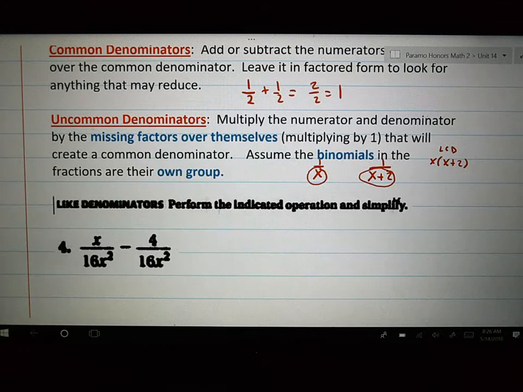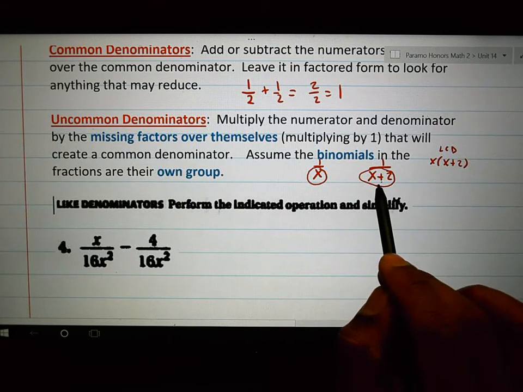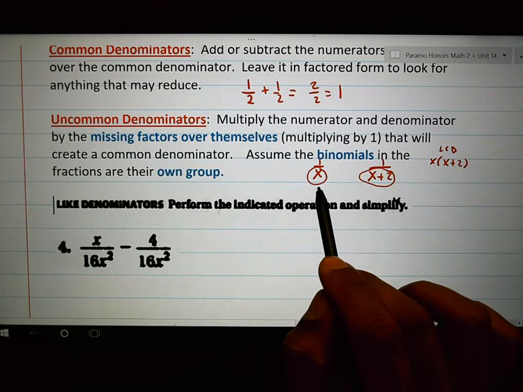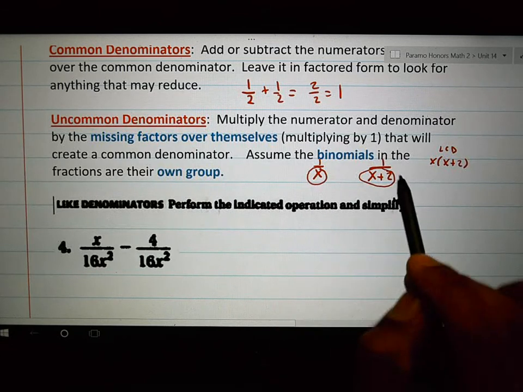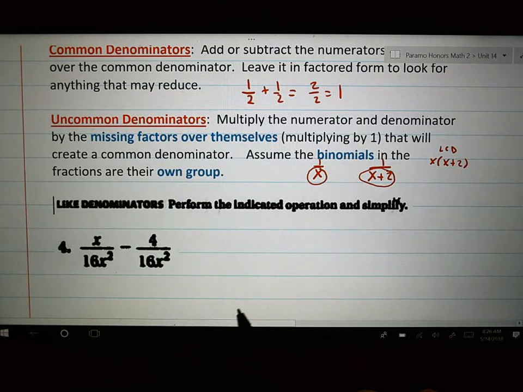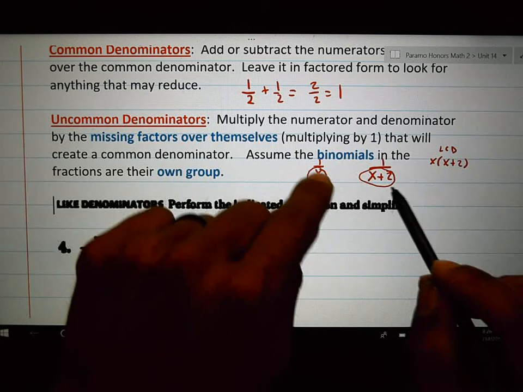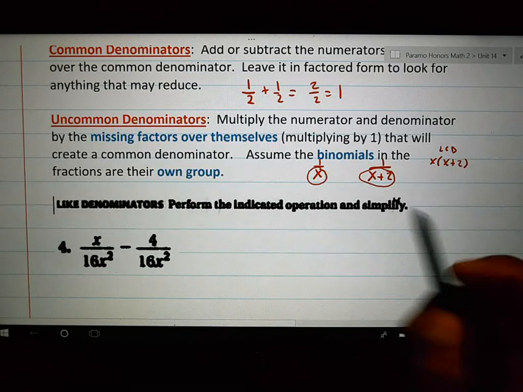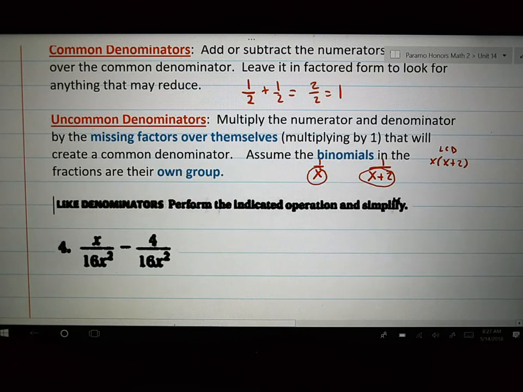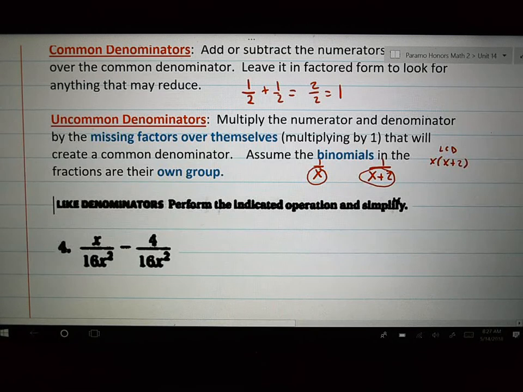And that's because if this is a binomial, it's its own group. This does not have an x plus 2 next to it. There's nothing I can multiply this by that's going to make it an x plus 2. Keep that in mind. Too many students try to think, oh, I could just multiply by a plus 2. It doesn't work that way. That would be 2x. 2x is not the same thing as x plus 2. So keep in mind, this is what your common denominator would be.